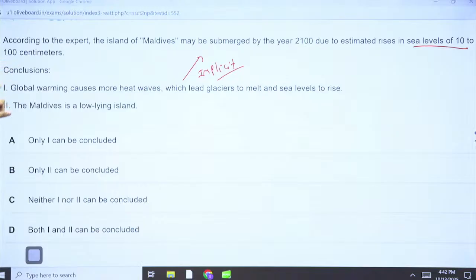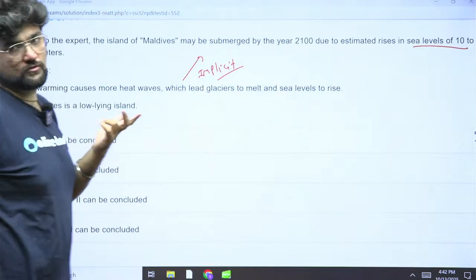Yes, safely. I think that should not be a problem. The Maldives is a low-lying island. Now a lot of people will either go with this combination or they will go with both incorrect combination. They will say neither one or two or only one can be concluded. The problem is this is a situation conclusion, not a statement conclusion.